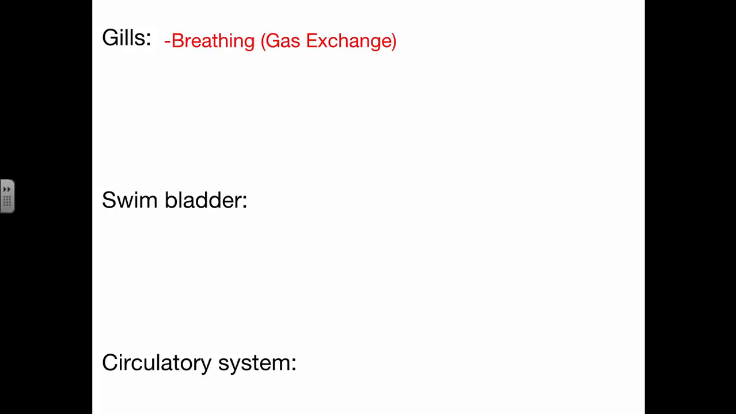There is oxygen dissolved in the water. But in order to get that oxygen out, special organs are needed. We call those gills. They take in oxygen, they release carbon dioxide.